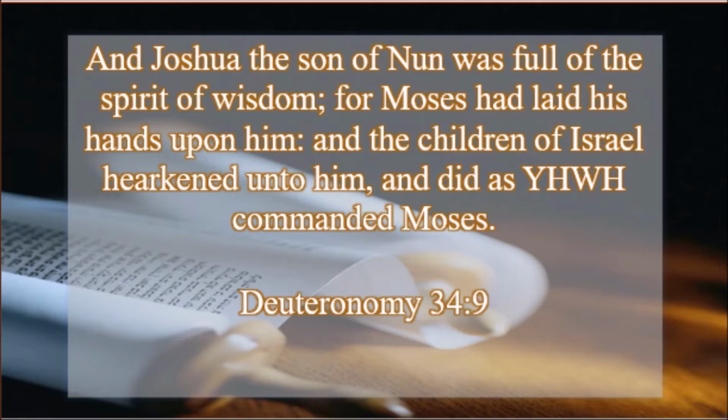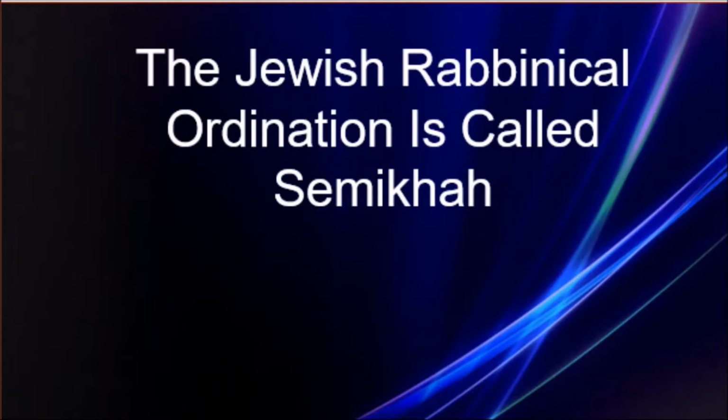So we see here again, Moses laid his hands upon him. He leaned on Joshua. He had to anoint Joshua, and the only way they anointed people was to lay their hands upon them. And he would have to support or lean on Joshua to anoint him. The Jewish rabbinical ordination is called Samekh.